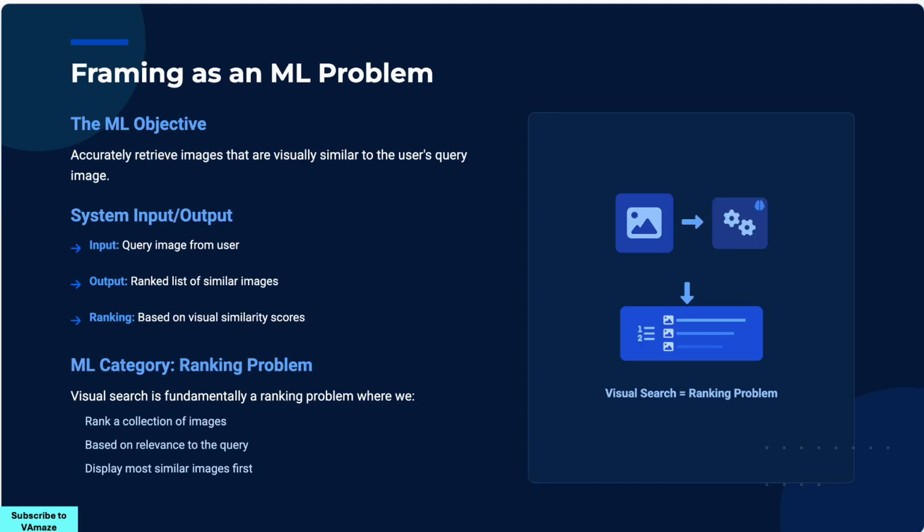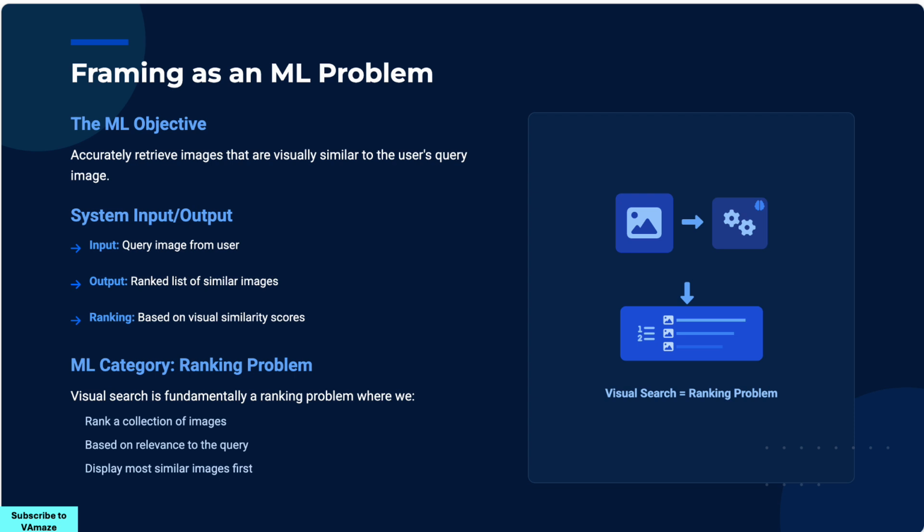Framing the ML problem. The first crucial step in any ML system design is framing the problem correctly. We need to transform our business problem into a well-defined machine learning objective. Our ML objective is straightforward. Accurately retrieve images that are visually similar to the user's query image. The system takes a query image as input and outputs a ranked list of similar images, where more similar images appear higher in the results.